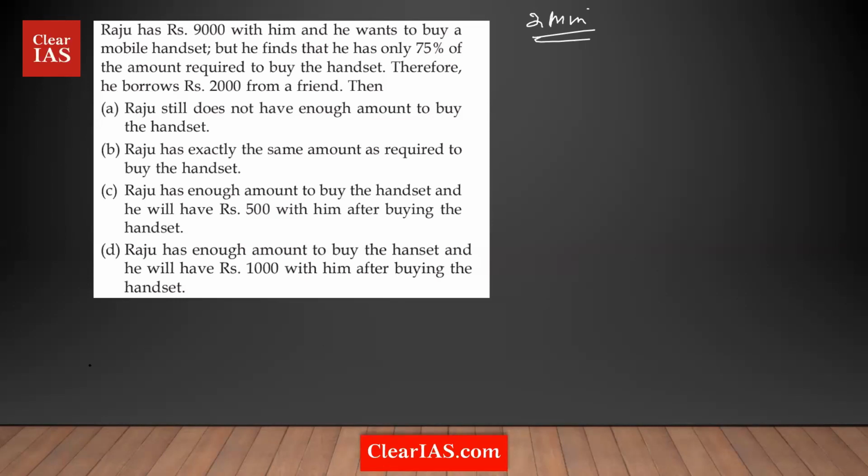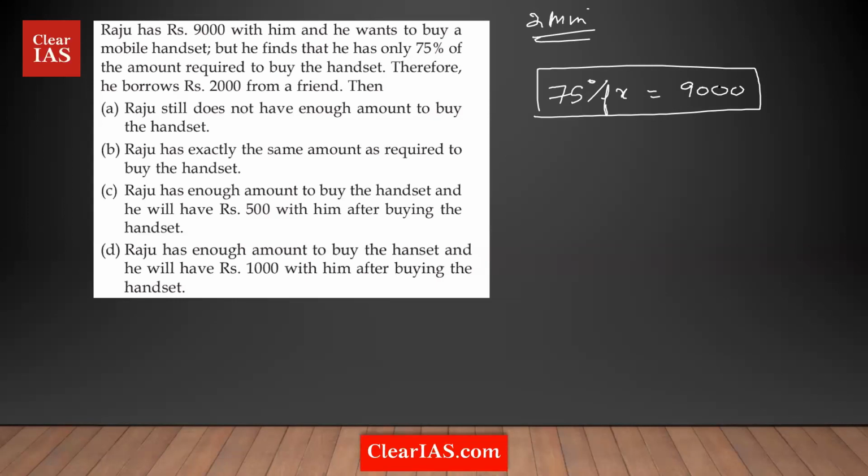Okay, so let's analyze this question. Raju has 9,000 rupees with him and he wants to buy a mobile handset. He finds that he has only 75% of the amount required. So let's say the amount required to buy the handset is X. So he has only 75% of X with him, which is nothing but 9,000. This is the equation that you should frame from the statement here. He has 9,000 rupees, which is 75% of the total amount.